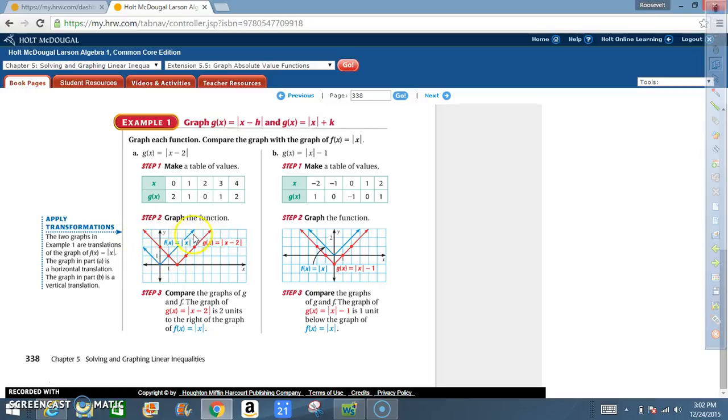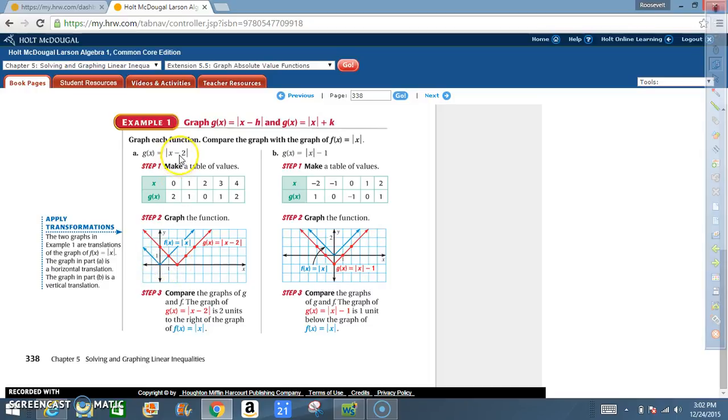Now the blue is the original f of x is equal to the absolute value of x. The red is my new graph based on this table. g of x is equal to the absolute value of x minus 2. Step 3 says to compare the graphs of g and f. The graph of g of x is equal to the absolute value of x minus 2 is 2 units to the right of the graph of f of x is equal to the absolute value of x. In other words, that's a fancy way of saying that the graph shifts 2 units to the right.